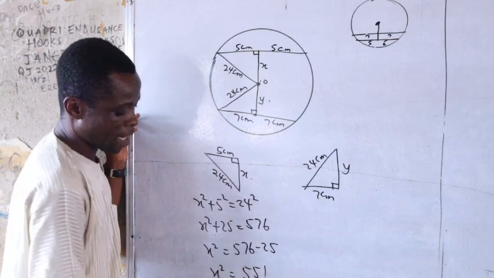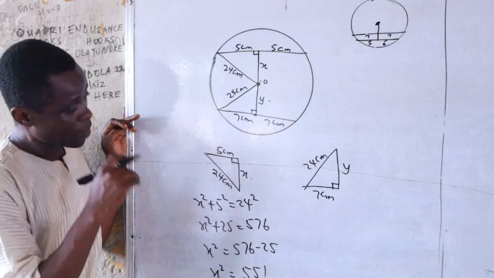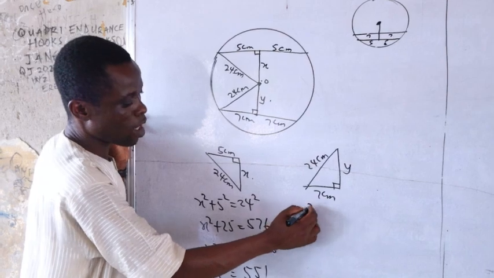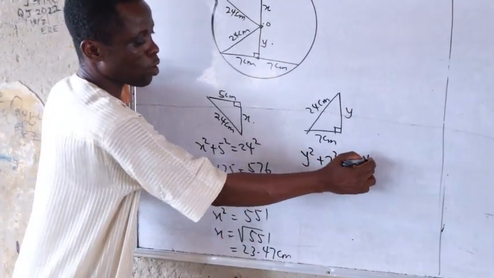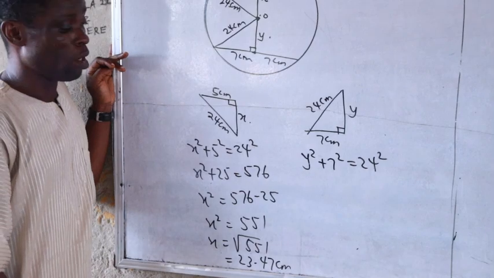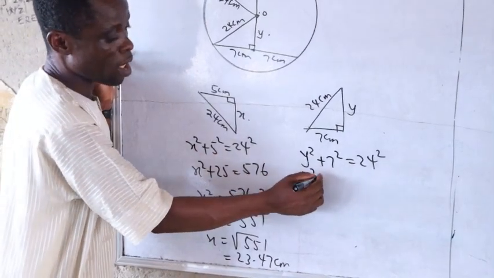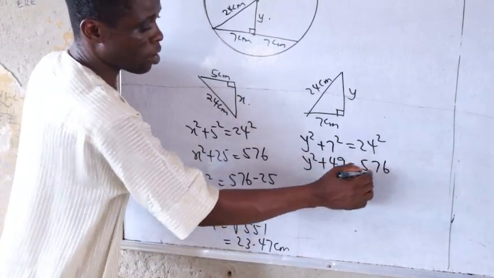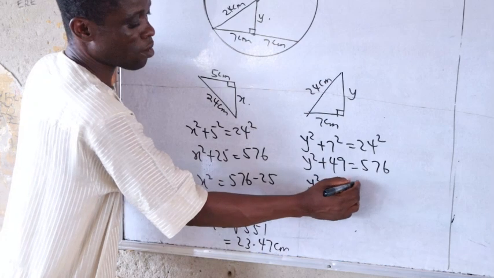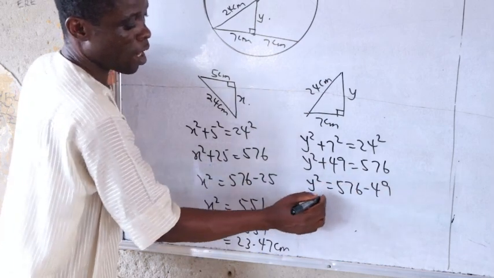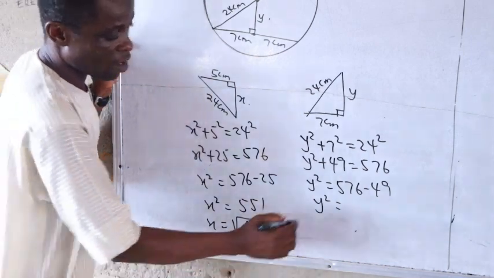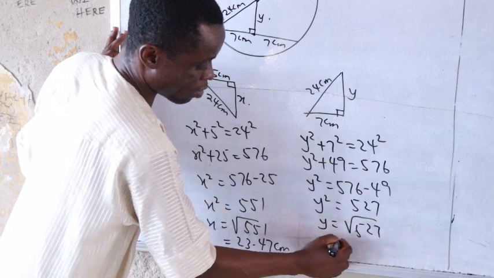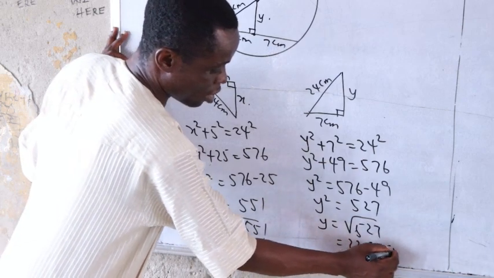That is x. Then for that y, the same Pythagoras rule: y squared plus 7 squared is equal to 24 squared, because that 24 is the longest side. Now 7 squared is 49, and 24 squared is 576. Y squared is equal to 576 minus 49. Y squared is equal to what? 527. Square root of that is 22.96 centimeter.